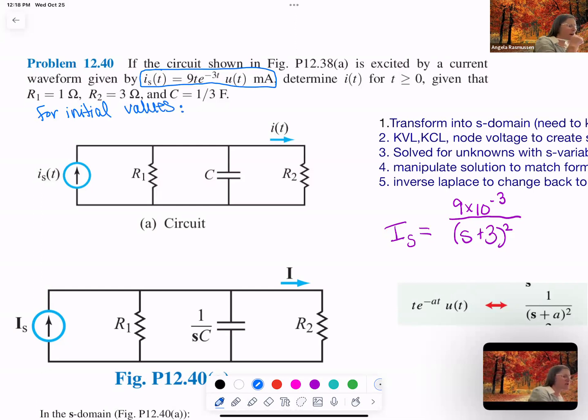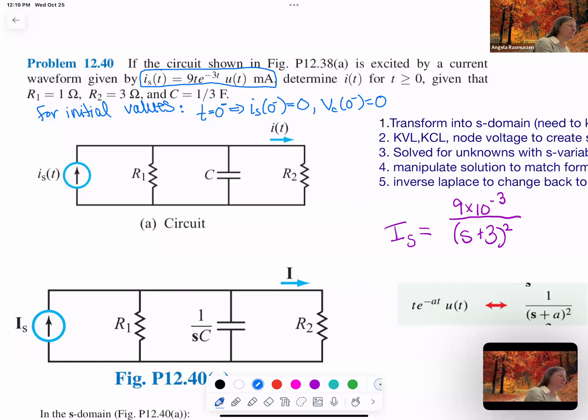So for initial values, you need to know what the source is going to be. So that's going to be at time what? Time 0 minus. So that means at 0 minus, what is IS? Okay, so if that is 0, what's VC of 0 minus? Yes, question. Why do we know that IS at 0 minus is 0?